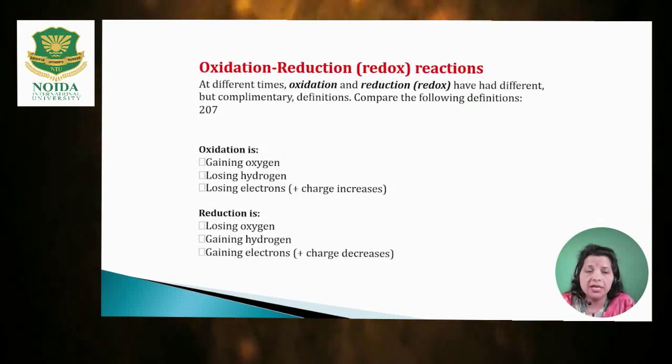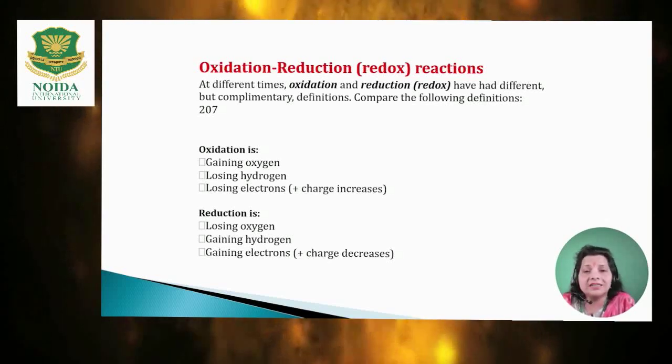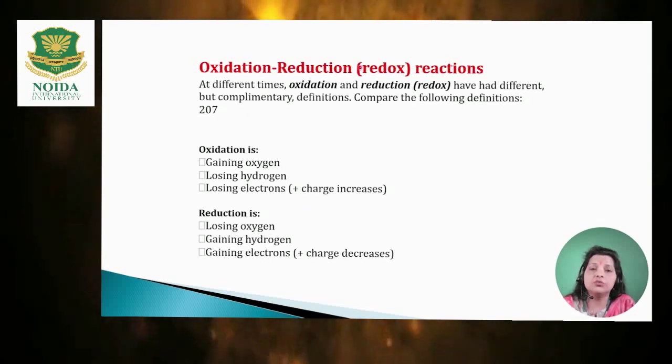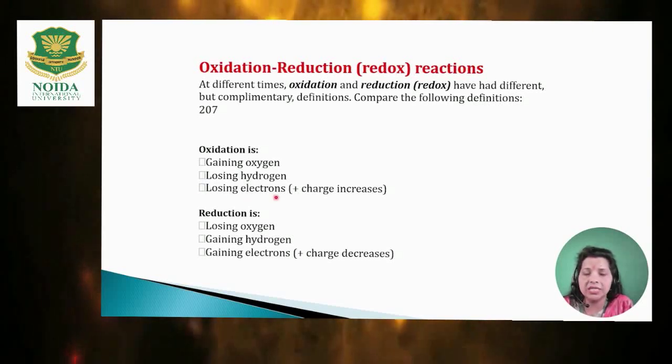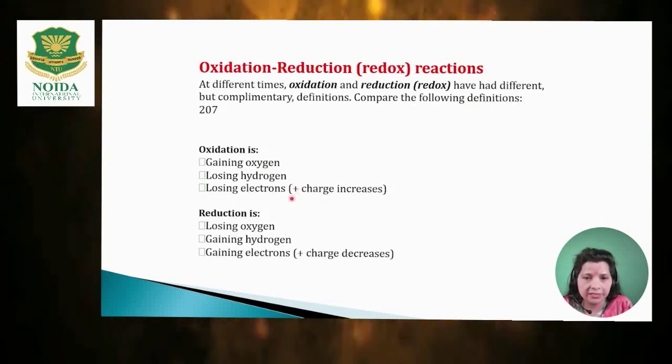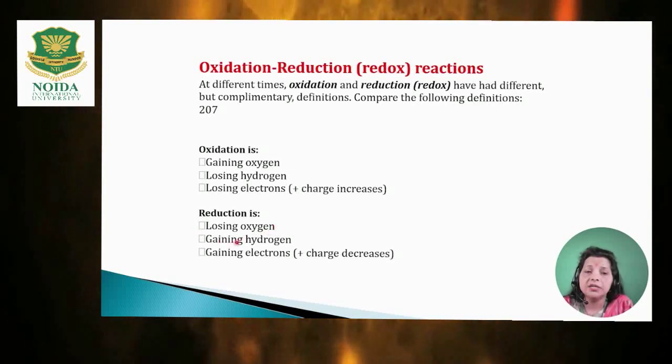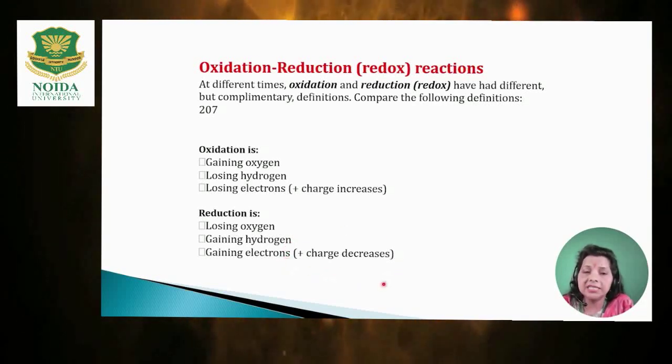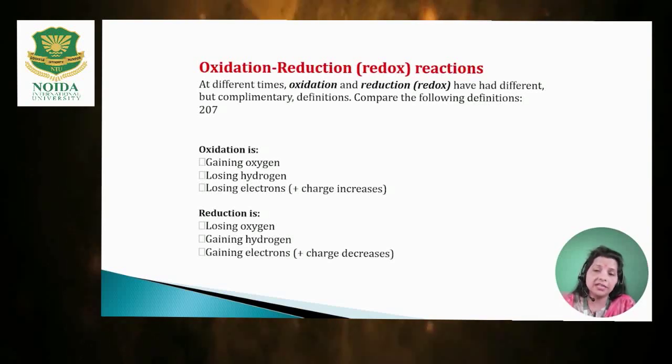Now the redox reactions. Whenever we talk about oxidation and reduction combined, it is known as redox. Red for the reduction, OX for the oxidation. Now if you want to give the definition of oxidation: whenever it is the gain of oxygen, or the loss of hydrogen, or whenever the element is losing an electron, or it is the increase in the positive charge, it is always oxidation, right? And what is reduction? Losing oxygen, or gaining hydrogen, or gaining an electron, meaning a decrease in the positive charge, is known as reduction, and collectively these two reactions are known as the redox reaction, right?